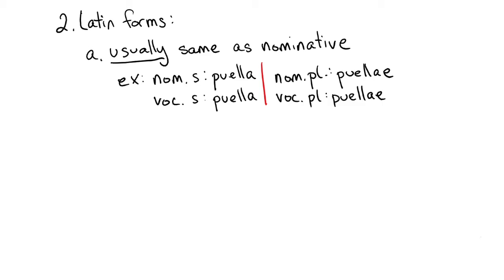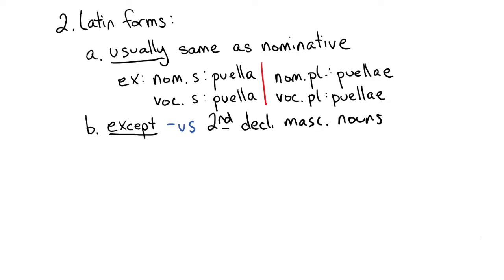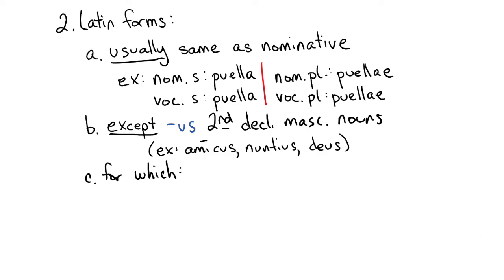Now, the reason that it's listed as a separate case from the nominative is because there are a few exceptions where the vocative will not be the exact same as the nominative. Those exceptions are for so-called US second declension masculine nouns, such as amicus, nuntius, or deus. For these US nouns, US will change to E in the vocative, IUS will change to a long I in the vocative, and EUS will also change to a long I in the vocative.